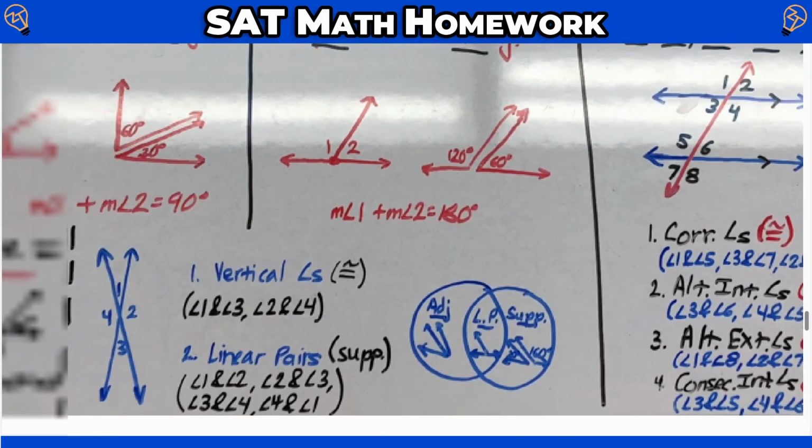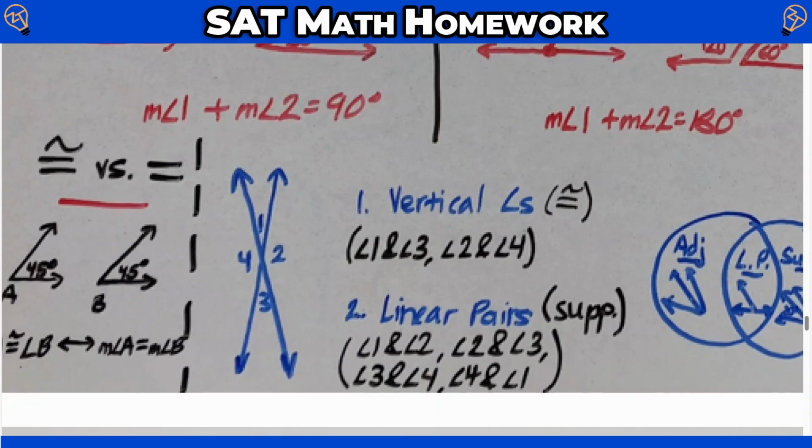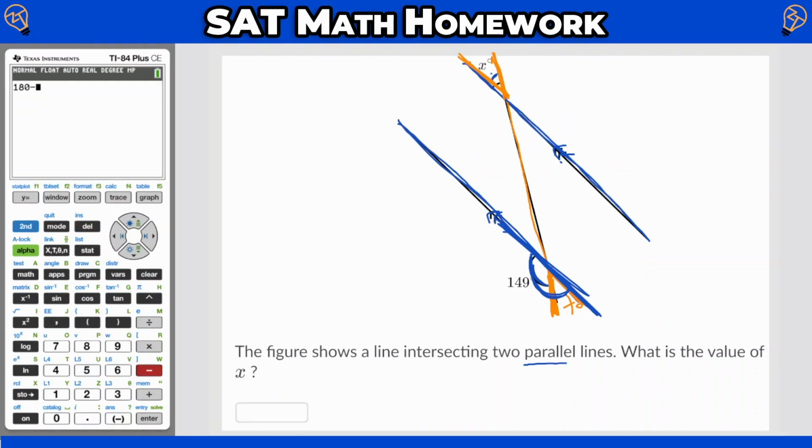And then we want to go back to our reference document and notice that you have two lines intersecting, which means it's either vertical angles or linear pairs. And in this case, you have linear pairs for these two angles. So we know that they're supplementary. And if we do 180 minus 149, we get our answer as 31.